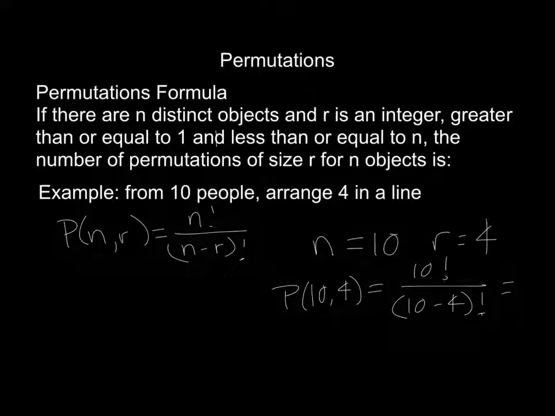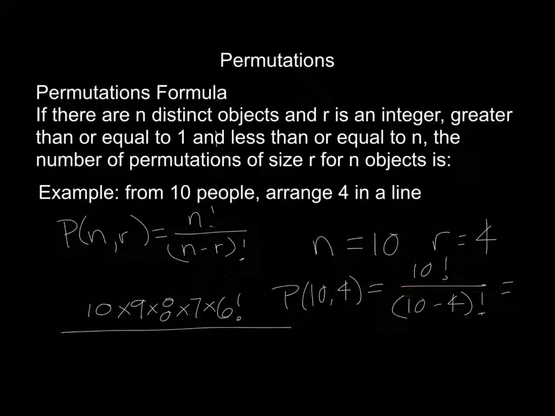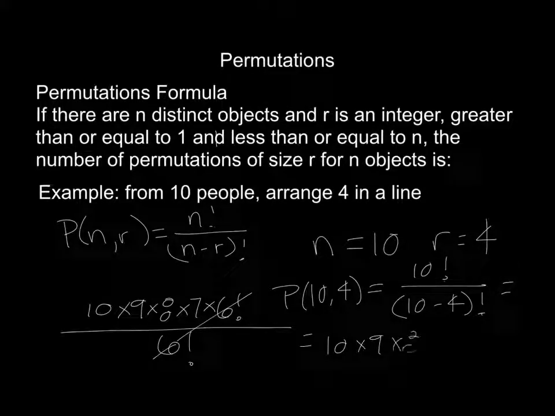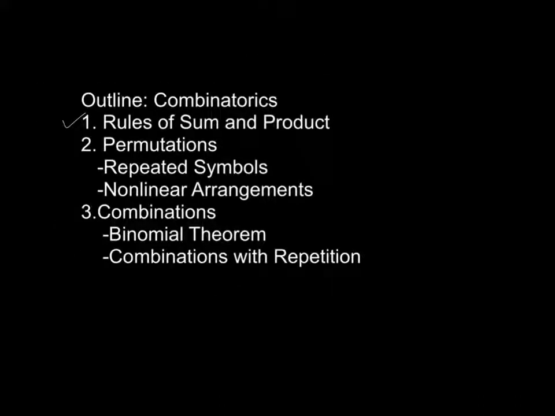And this is kind of a neat thing about factorial notation. We have 10 times 9 times 8 times 7 times 6 factorial. I don't have to write out the 6 times 5 times 4 because the bottom of my equation is equal to 6 factorial. Then I can cancel out my 6 factorials and I get 10 times 9 times 8 times 7, which looks a lot like the solution I got in my last example. Okay, so we've covered rule of sum and product. We just covered permutations. So our next topic is permutations with repeated symbols.